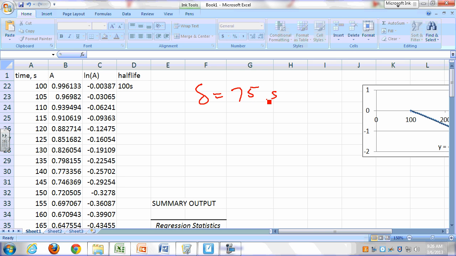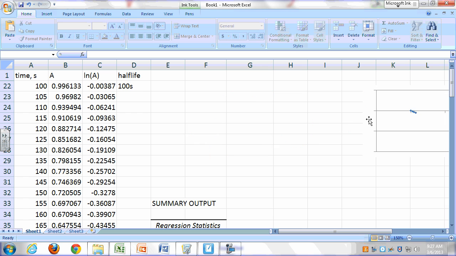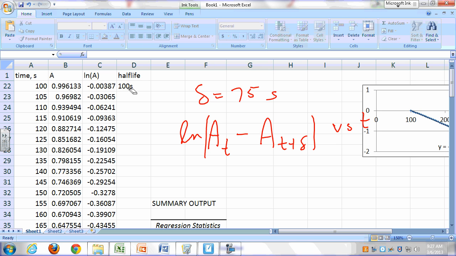What I'm going to do in the method of Guggenheim is I'm going to take absorbance at time t minus absorbance at time t plus delta. Okay? And then I'm going to take the natural log of that. And I'm going to plot that versus time. Okay. So how do I get my value for that? So this is going to be ln of A at time t minus A at time t plus delta. Right? So what would that be?